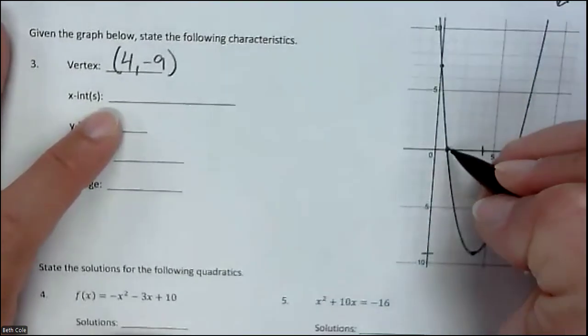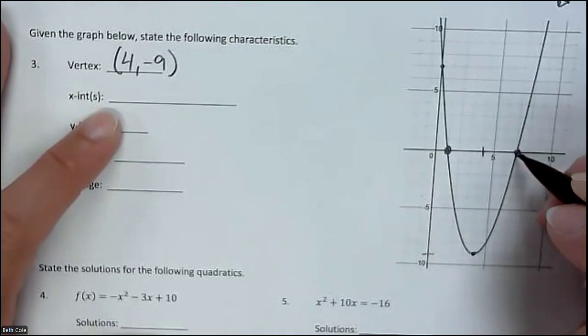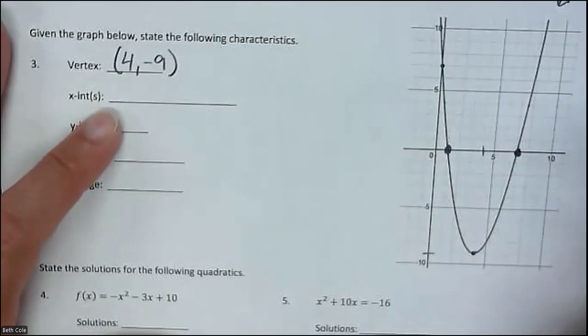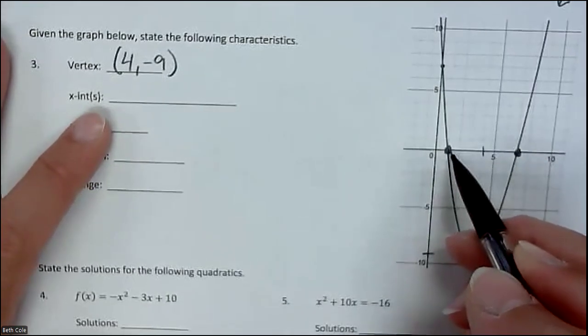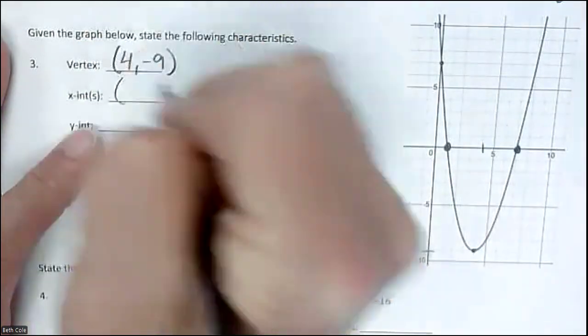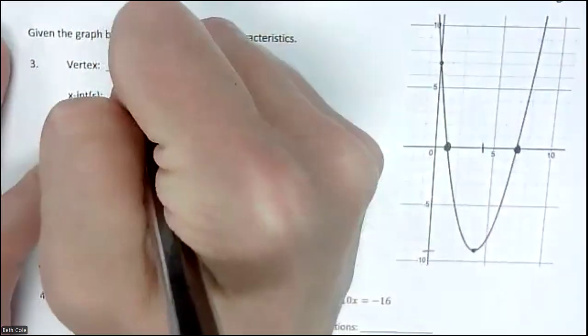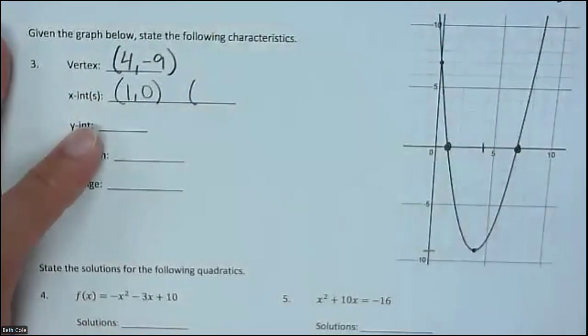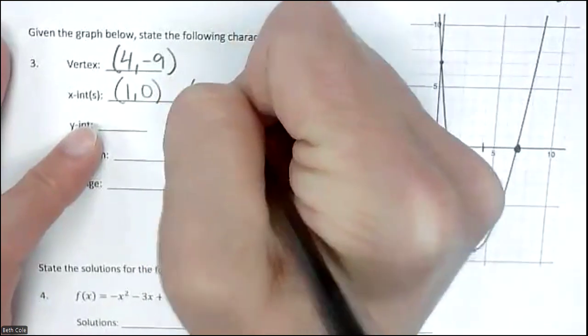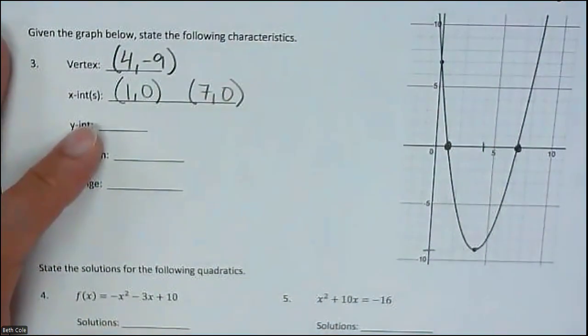X-intercepts, there are 2 of them. One is right here and one is right here. Again, it has to be something, comma, something. The first one is what? 1, 0. Good job. Perfect. And 7, 0. Good job. Just using the picture to answer the question.